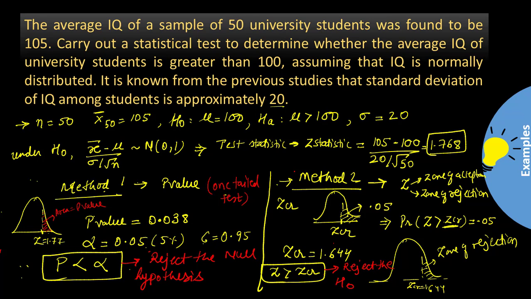Now you can see that from both these methods we have got the same result, that we can reject the null hypothesis. In the next class we will look at some more examples of hypothesis testing for mean from the Z statistic as well as the T statistic.